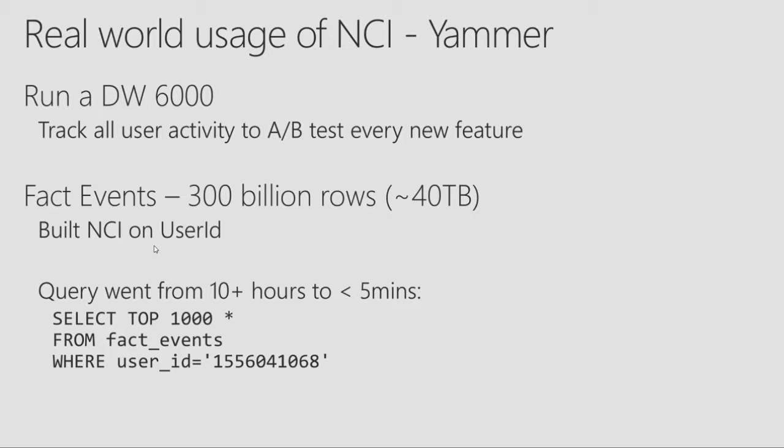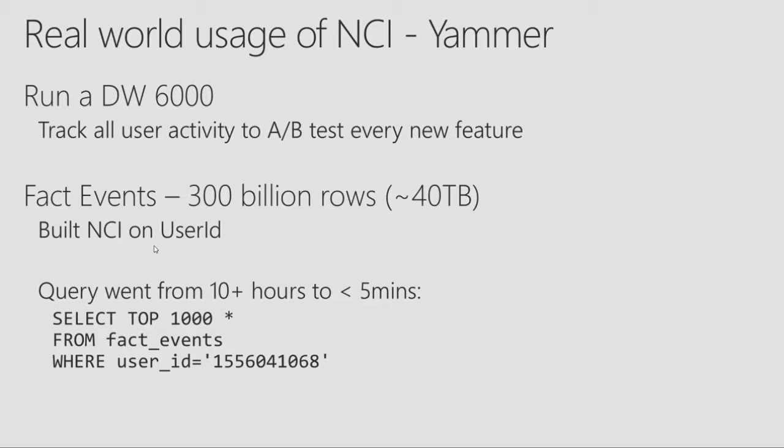So they run a query of the form I've shown here: select top 1,000 from fact events where user ID equals blah. When they just had the fact events as a column store, this query would sometimes take 10-plus hours or not even return. So they spoke to us and we said, you know what, this sounds like a very good use case for creating a secondary B-tree index, an NCI. They did that, and what they observed is that this query now always returns in under 5 minutes.